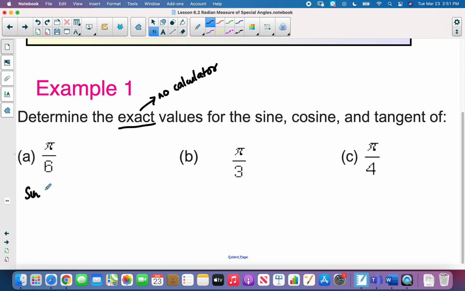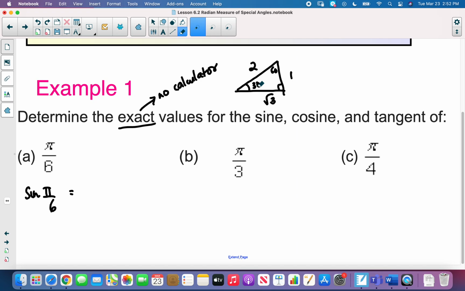So sine of pi over 6. Pi over 6 is 30. So sine 30, we can use the special triangle to help us. If we have the special triangle, this is 30, this is 60, this is 90, this is 1, root 3, and this is 2. And we want to familiarize ourselves with the angles as given in radian measure. So this will be called pi over 6. This angle will be called pi over 3. 30, 60, 90. And so sine of pi over 6 is 1 over 2.